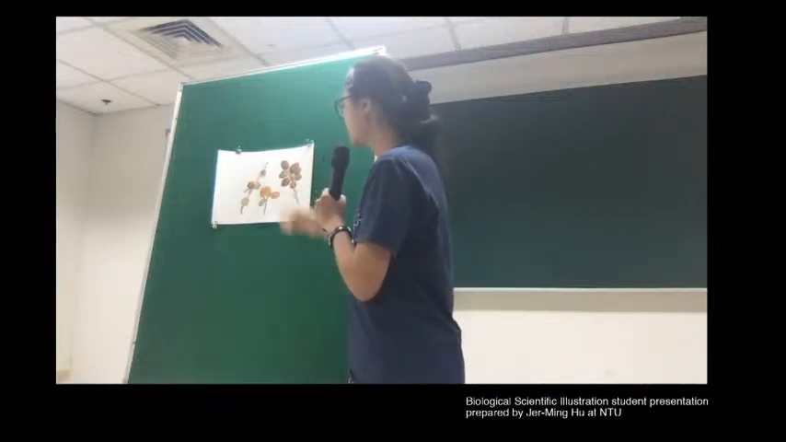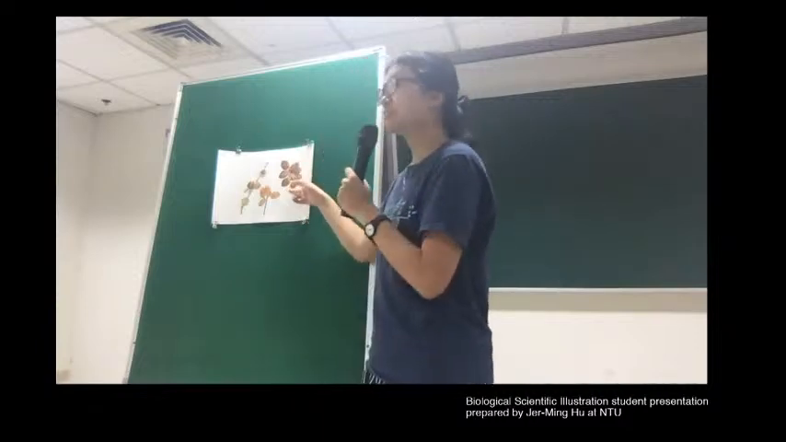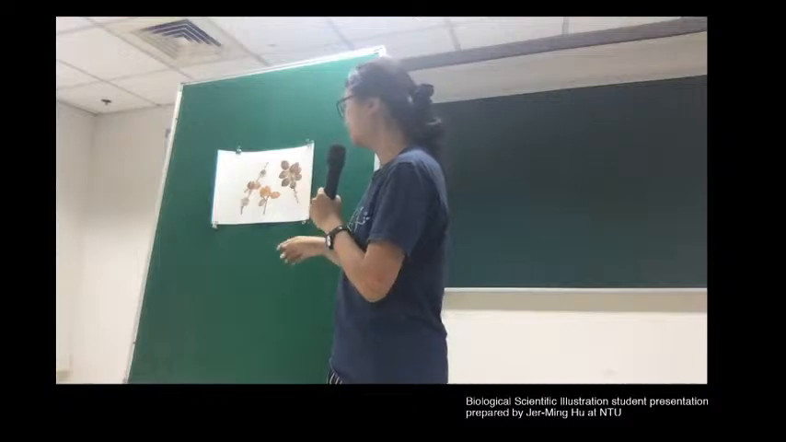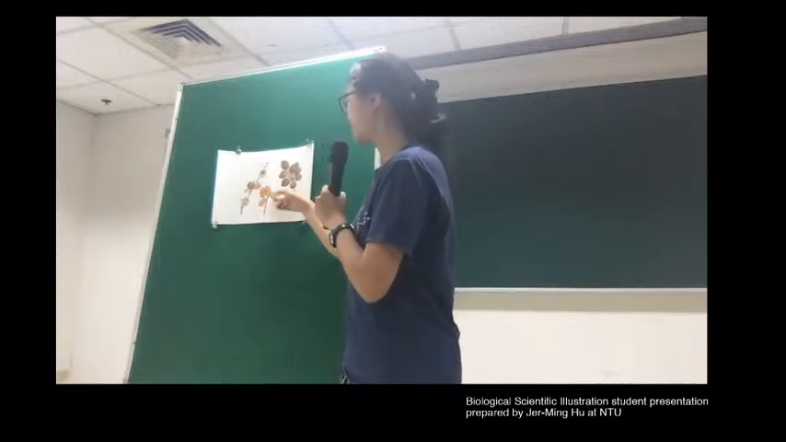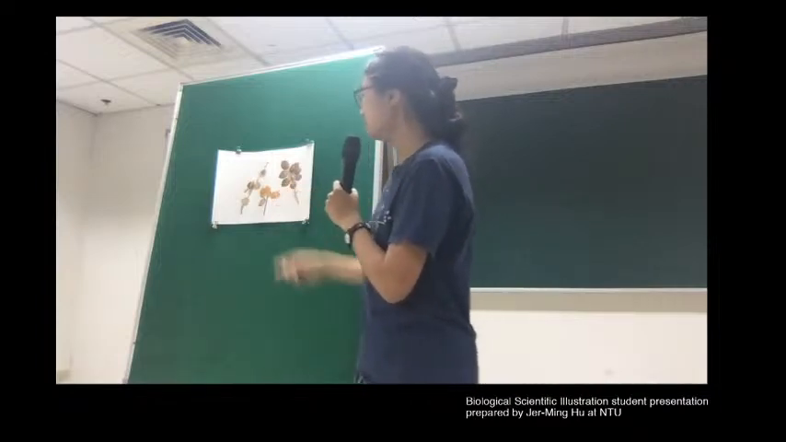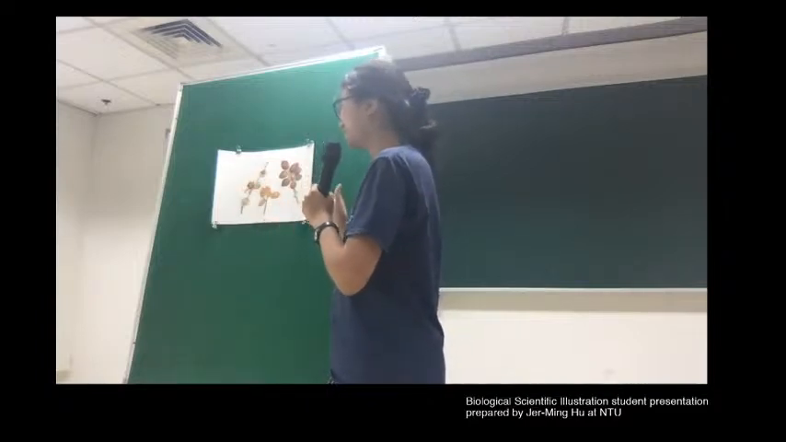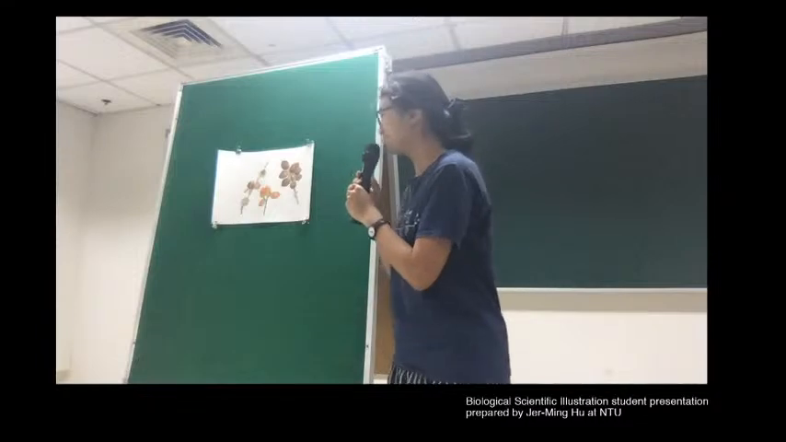In Lithocarpus, the cup-like structure is scale-like, and in some species in Quercus, it will be a circle. And in Castanopsis, the cup-like structure will have some spines on it. And that is my presentation. Thank you.